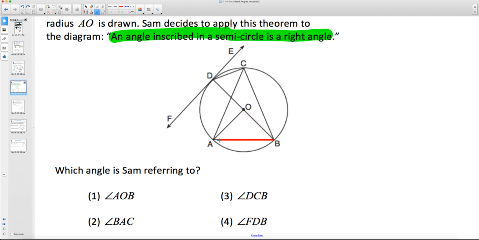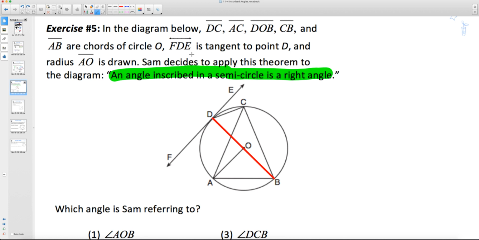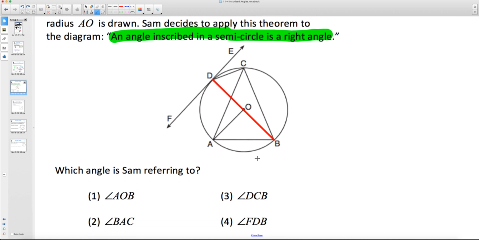BAC. So that's inscribing this angle. No, that's not a semicircle. I'm gonna highlight this diameter. Here's the diameter. They tell us that in the question. That's important, because it goes through the center, so that's your diameter. So let's keep looking. You may have found it already.